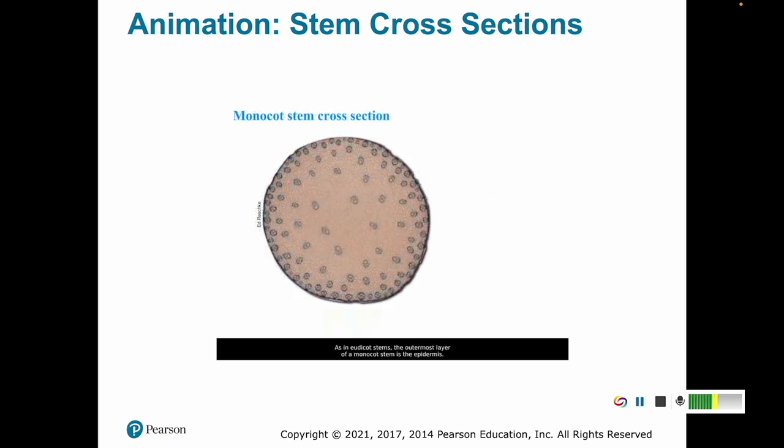As in eudicot stems, the outermost layer of a monocot stem is the epidermis. However, the arrangement of vascular bundles in most monocots differs from most eudicots. Instead of forming a ring, the vascular bundles are scattered throughout the stem. Each vascular bundle, consisting of xylem and phloem, is surrounded by ground tissue.